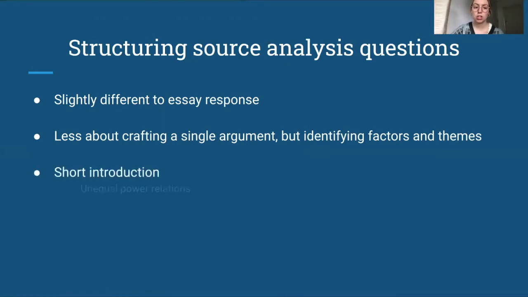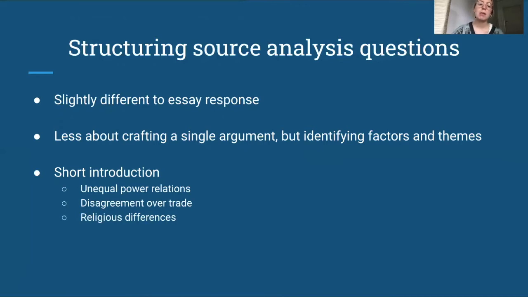Again, a short introduction. So this would detail how you're going to look at unequal power relations, disagreement over trade, and religious differences. Those are the 3 that I identified. It may be that you look at that source and you come up with a completely different set of themes, and that's absolutely fine. And in fact, that should be the case for an academic source analysis. But that short introduction just sets out those themes that I'm going to look at, and it organizes and structures my argument so that it's not just a regurgitation onto the page of the various different things that I've identified as part of my annotations.